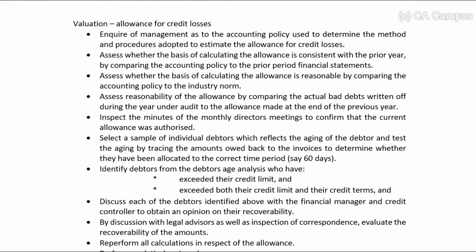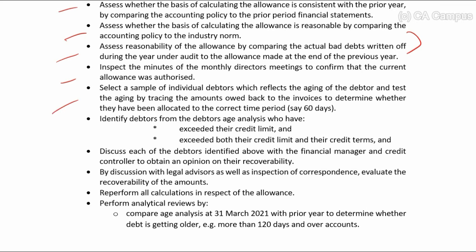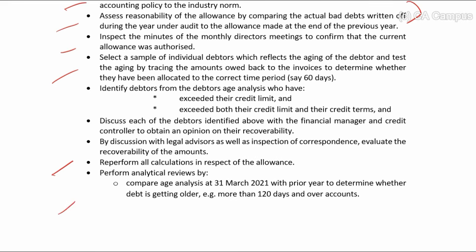Then the valuation, the allowance for credit losses, get the policy, see if it's consistent, see if it's reasonable. Compare the bad debts in prior year to the allowance in the current year to see if that was reasonable. So another way for testing reasonability. Looking to see if it was authorized. And then testing the aging. Recalculating. Then another analytical procedure for that. Okay, so lots of marks available, but there was that sneaky additional work because of the opening balances.